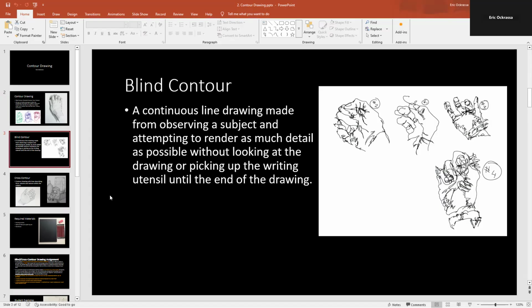Here's an example of 4 blind contours of a hand. That's actually what we're going to be doing. We're going to be drawing our non-dominant hand from observation without looking at the drawings. Keep in mind there's always demo videos for everything that we're going to be doing. You can always take a look at those.